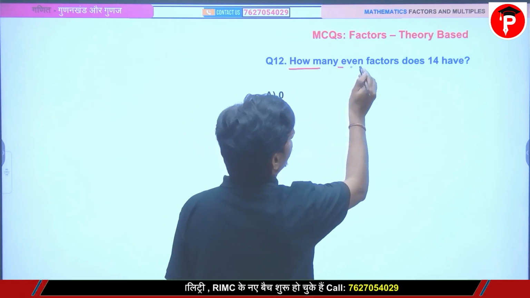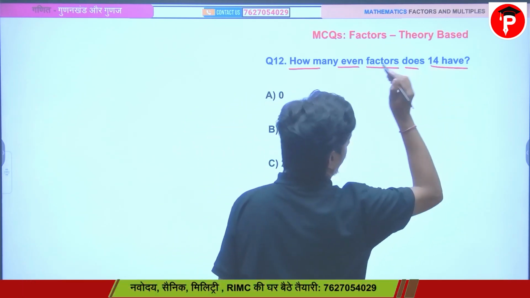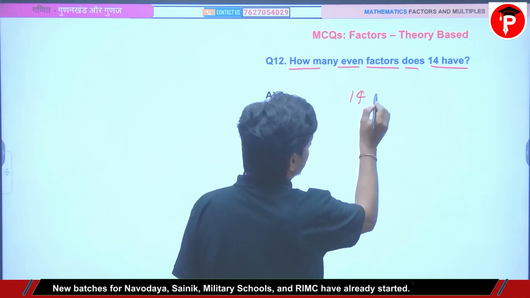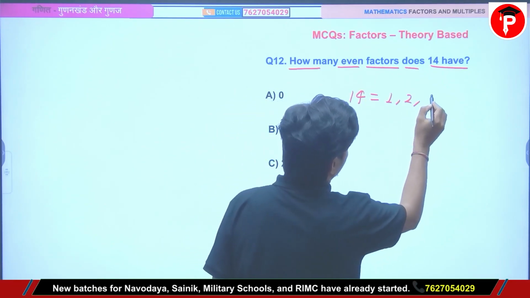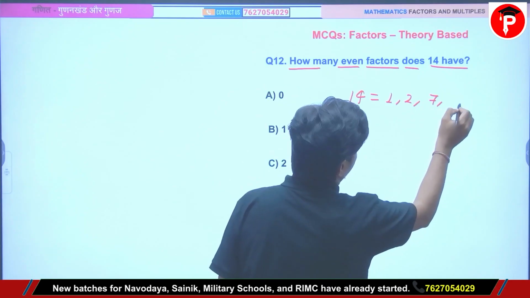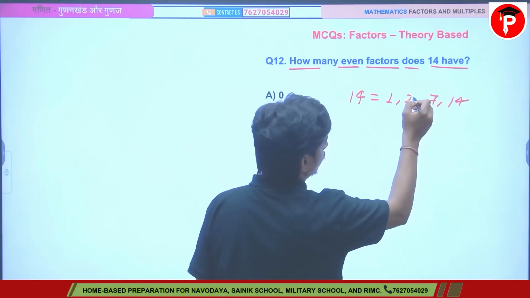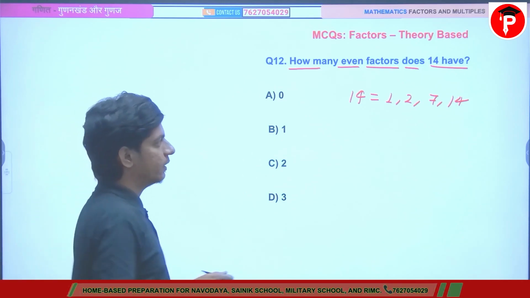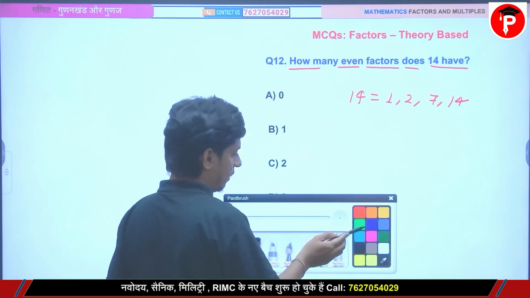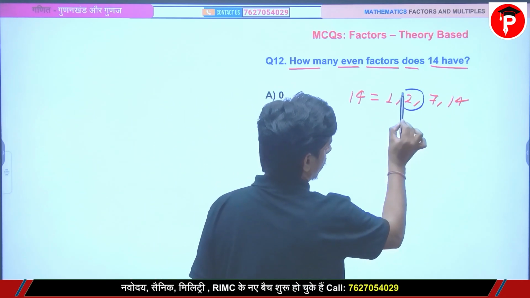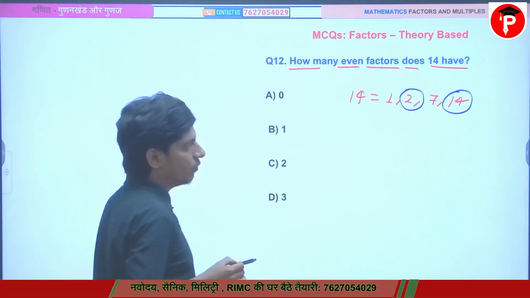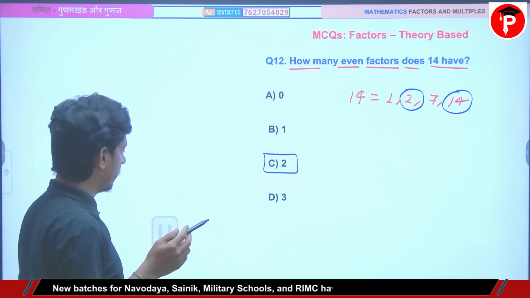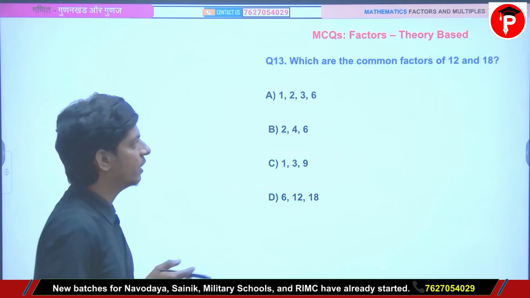How many even factors does 14 have? Don't get confused. Most students get confused: the factors are 1, 2, 7 and 14, and they will count 1, 2, 3, 4. But 4 is not the answer, because the question demands even factors, which are 2 and 14. If you count 2 and 14, that is two even factors. Okay, got this? Now we are moving to the next question.